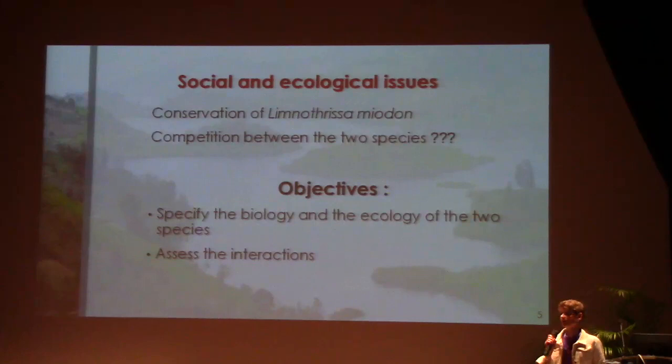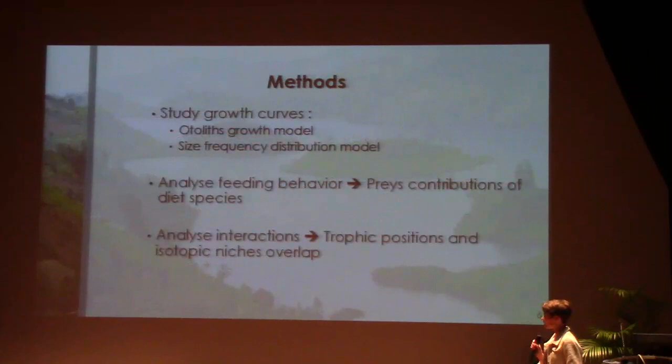If there is competition between the two species, it could have repercussions on the local population and the ecology of the lake. So the study consists of two parts: specify the biology and the ecology of the two species, and assess the interactions. To reach this objective, the study has been set up by means of two methods.